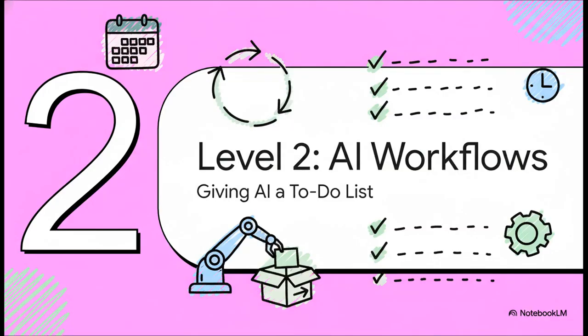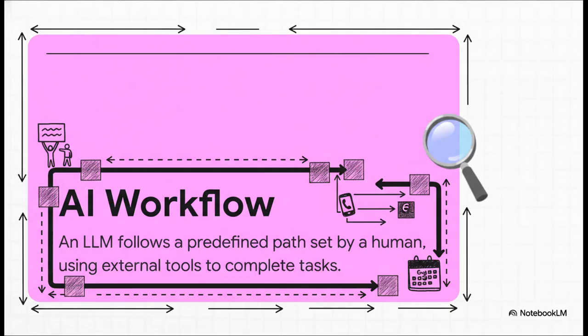To solve our calendar problem, we can create something called an AI workflow. This is all about giving our AI a very specific, pre-written to-do list. Now, what's really important to get here is that we, the humans, are still in complete control. We're creating a super rigid path for the AI to follow. It's like we've handed our intern a phone with one very specific instruction. If someone asks about a schedule, you are only allowed to look at this one Google Calendar. The AI can now use an outside tool, but only in the exact way we told it to.